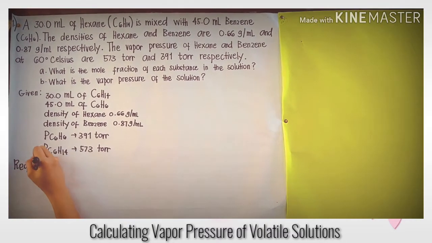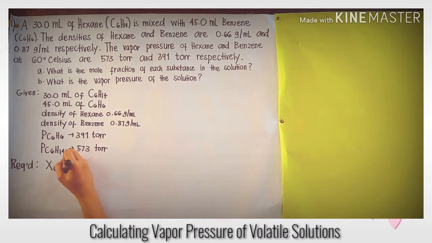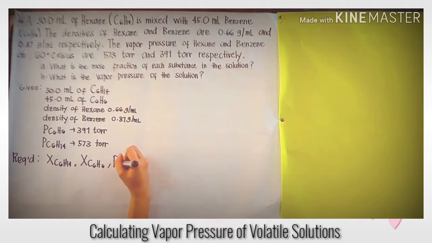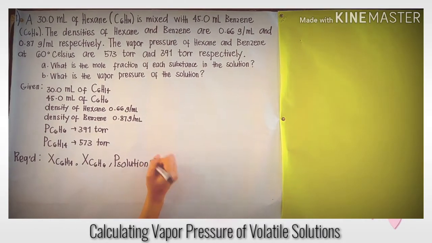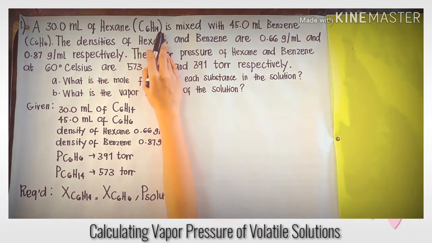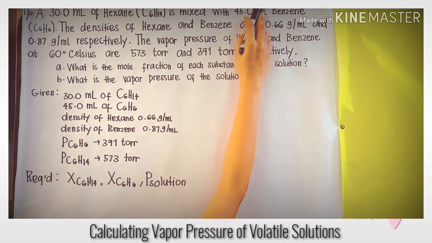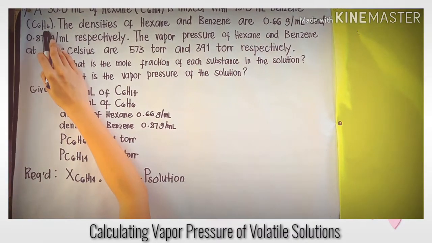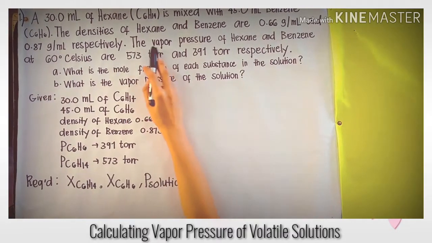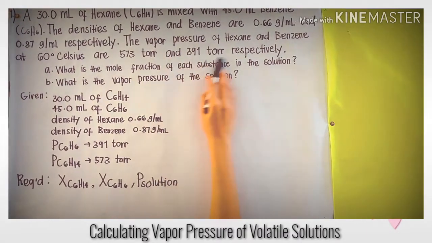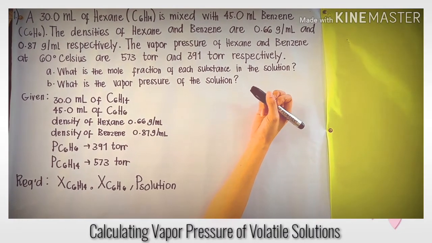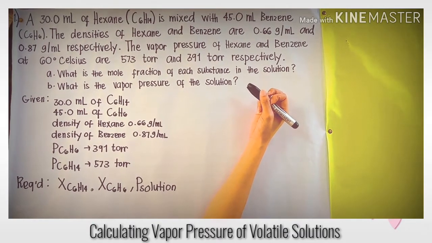And we have to write the required calculation. We have the mole fraction of hexane, the mole fraction of benzene, and the vapor pressure of the solution. So we have 30.0 milliliters of hexane and it's mixed with 45.0 milliliters of benzene. Now we're given the densities of these two substances and we're also given the vapor pressure of those two substances at 60 degrees Celsius. So the first thing that we need to do is to calculate the mole fraction of each substance in the solution.